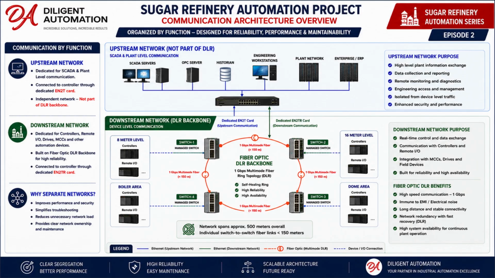The 4 managed switches are interconnected to form a device-level ring, or DLR network. This ring becomes the backbone of our downstream automation network. The controllers and remote I/O systems in the different refinery areas connect into this network through the respective managed switches.